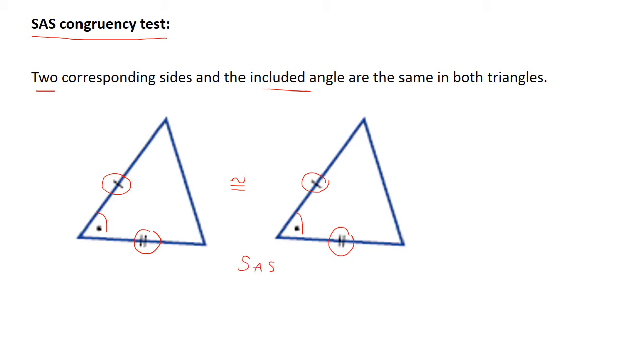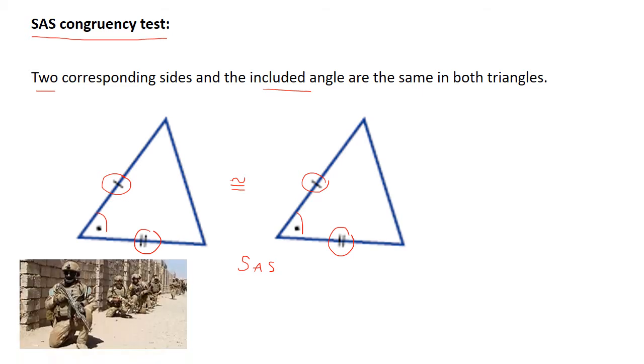SAS rule. Now, there is something we need to know about the SAS rule, and that is just a little reminder. Here we have an SAS man to remind us that the angle in our SAS rule has to be between the two sides that we're looking at. Okay, so we've got one side, then an angle, an included angle, and then the other side for our rule to work.